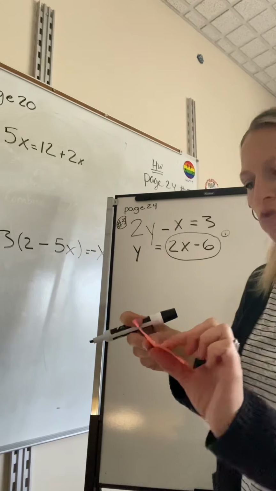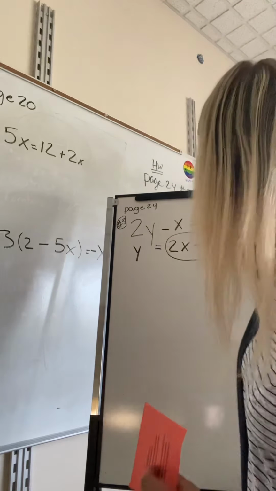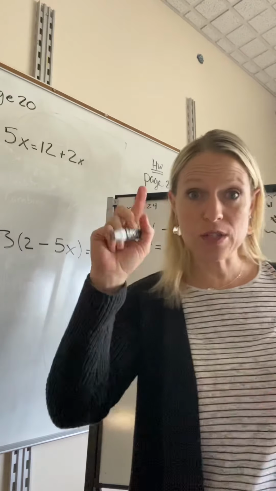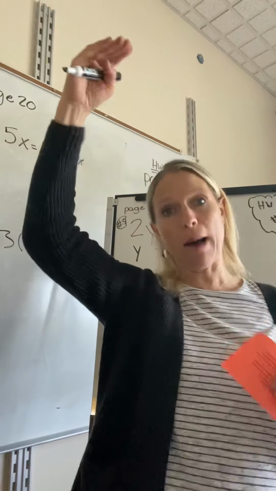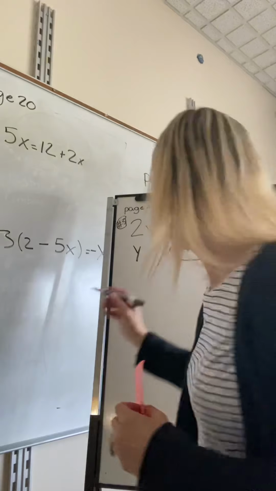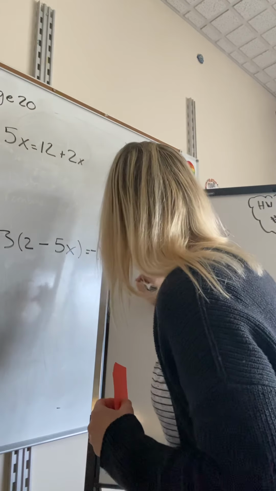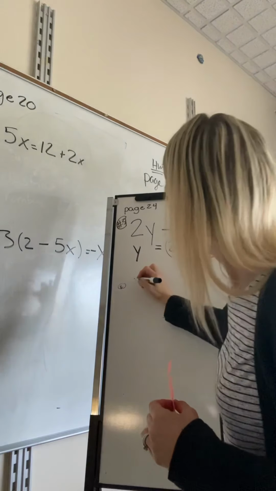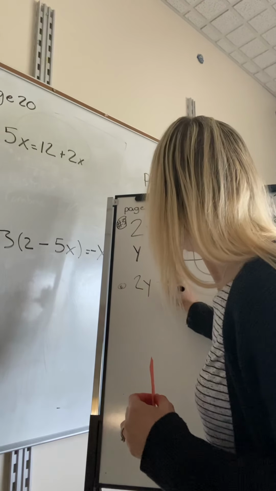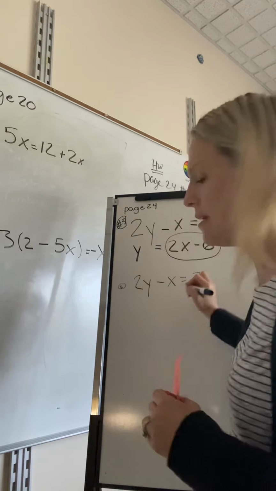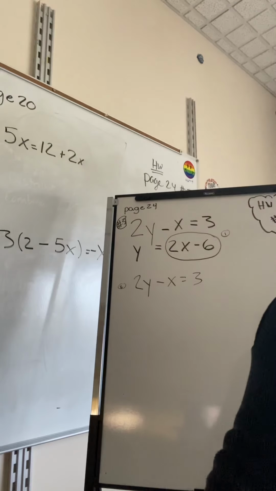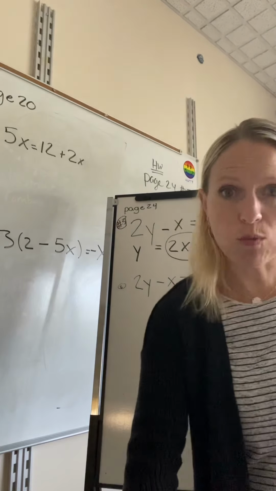Step 2 says write the other equation down. So if we used the bottom equation for step 1, we're going to use the top equation for step 2. So I'm numbering my steps as I'm learning. So bottom equation for step 1, top equation is 2y minus x equals 3. Then it says replace y with what you circled.